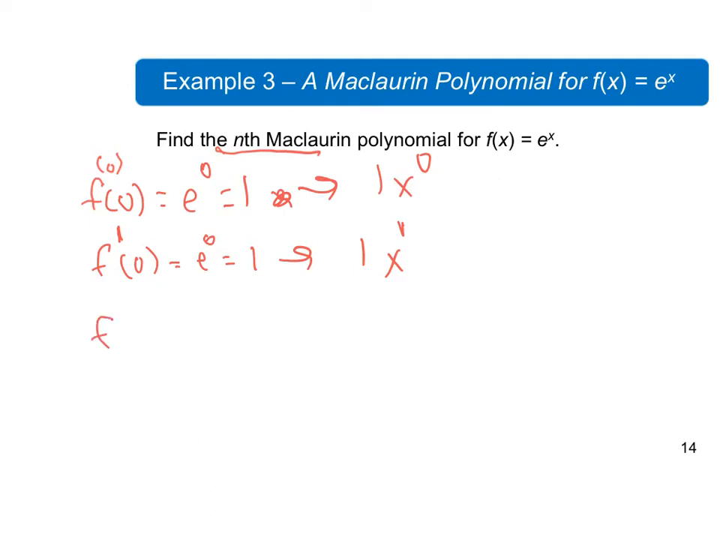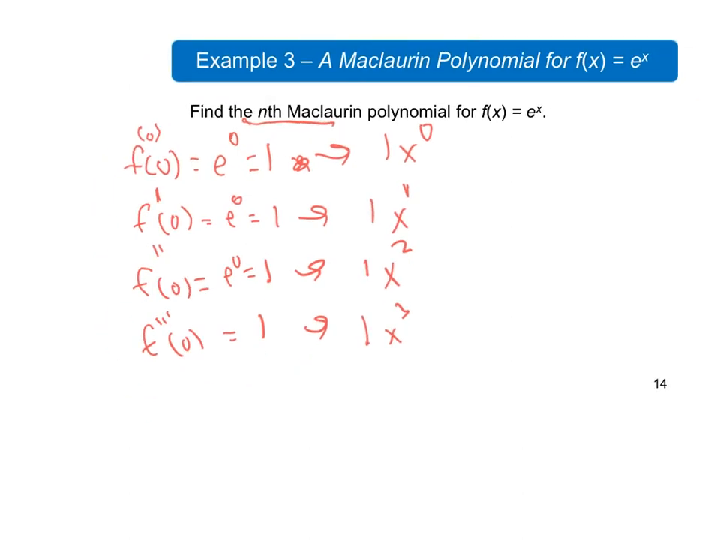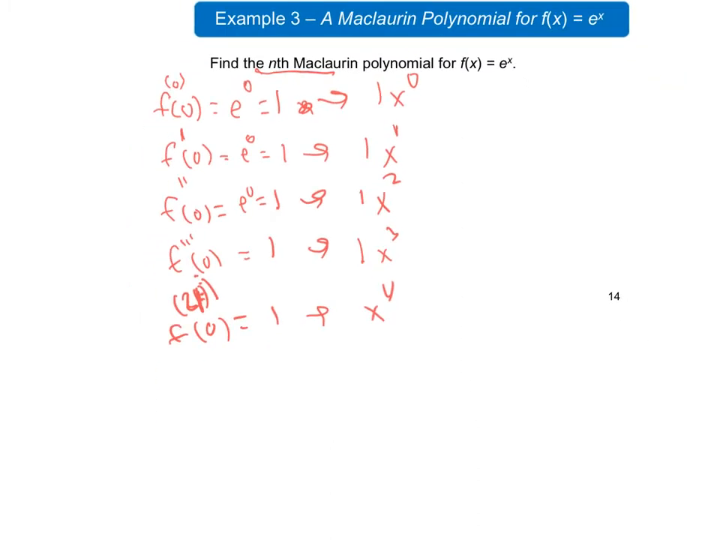To do the second derivative at 0, the derivative of e to the x is still e to the x. E to the 0 is still 1. That turns into a 1x to the second power. The third derivative at 0, the derivative of e to the x, is still going to be a 1, which turns into a 1x to the third. The fourth derivative at 0 is still 1, so I'm at x to the 4, and so on.